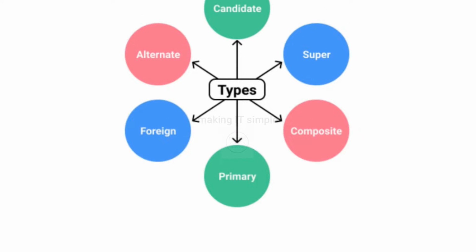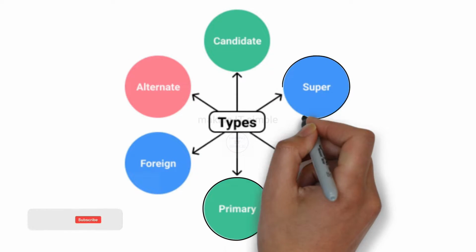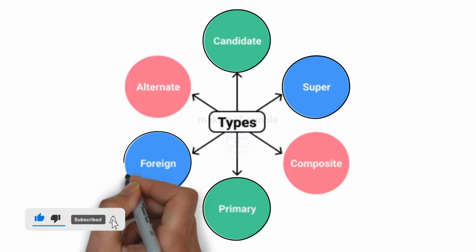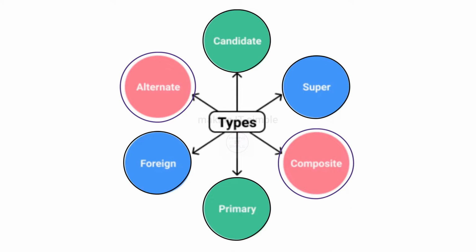In previous videos we have simplified the concepts of primary key, super key, candidate key and foreign key. Today we will simplify the concept of the remaining two keys, that are alternate key and composite key. So without wasting any time, let's start after a short intro.